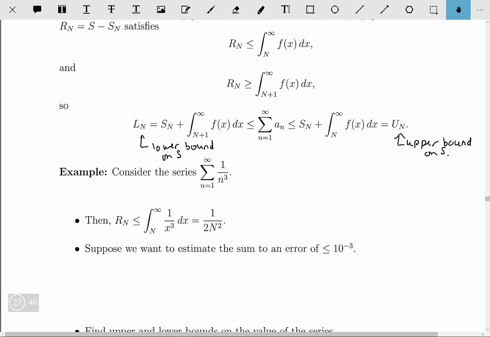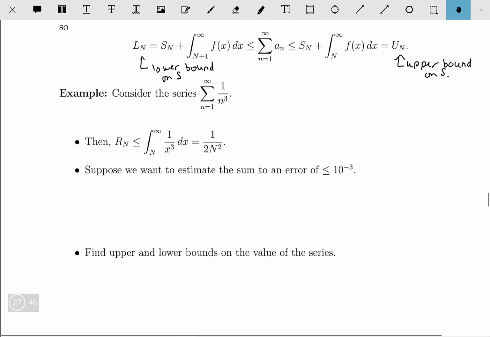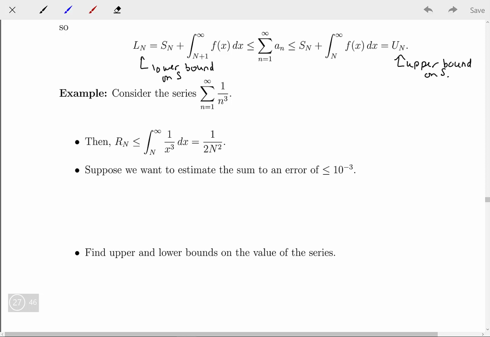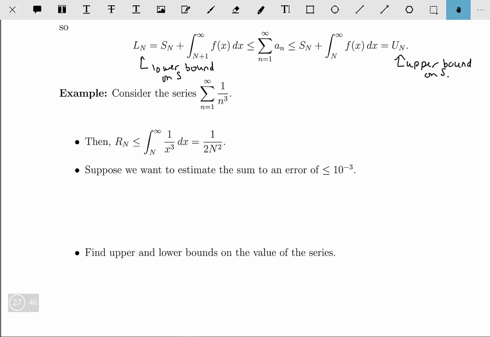To see how this would play out, let's look at an example, and we'll consider the series summation n going from 1 to infinity of 1 over n cubed. First of all, we can see that the remainder is bounded above by the integral from N to infinity of 1 over x cubed, which is 1 over 2N squared. And in case you're not sure where that comes from, let's take a quick look.